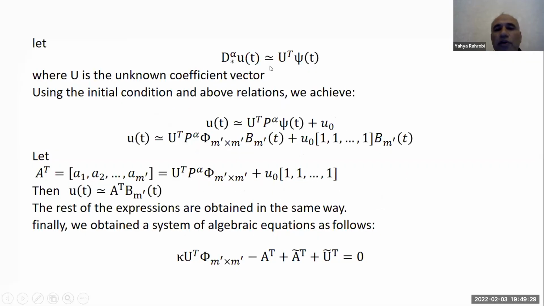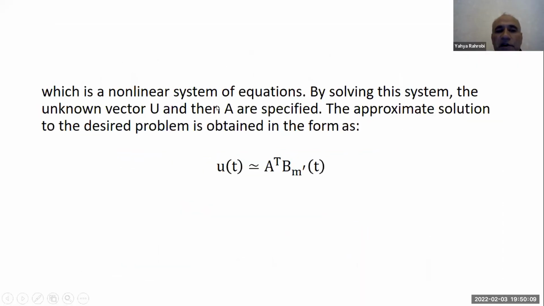Let D alpha U of t be approximately equal to U transpose psi of t, where U is the unknown coefficient vector. Using the initial condition and the above relation we achieve U of t approximately equal to U transpose of the integral operator of tau. The rest of the expressions are obtained in the same way. Finally, we obtain a system of algebraic equations as follows, which is a non-linear system of equations. By solving this system, the unknown vector U is specified. The approximate solution to the problem is obtained in the form U of t approximately equal to U transpose psi M' of t.